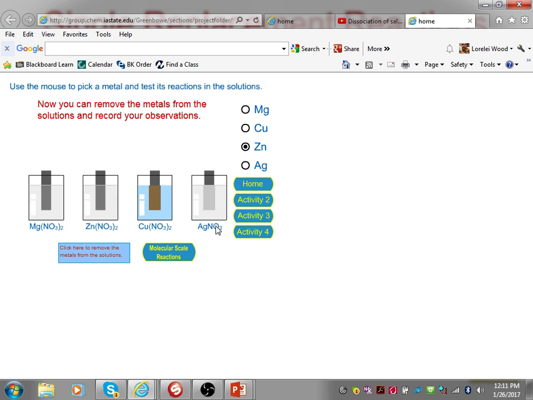It looks like it got coated. Doesn't it look like the zinc is kind of coated with something, like it's coated with the copper? It's also coated in the silver solution. Well, if it's copper that coated the zinc in the copper nitrate solution, what do you suppose the coating is in the silver nitrate solution? Silver.